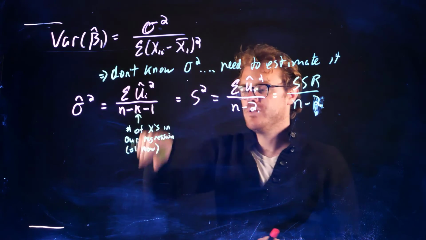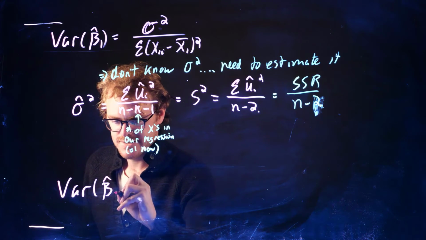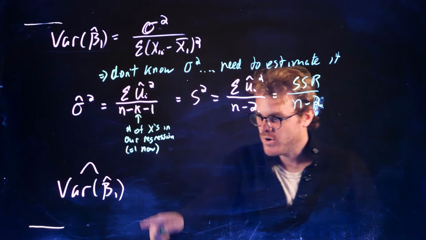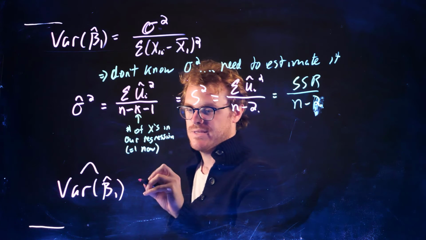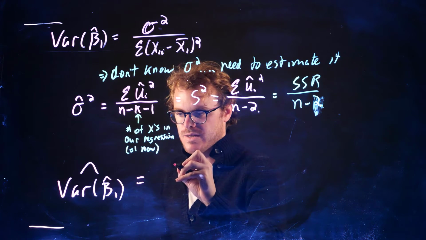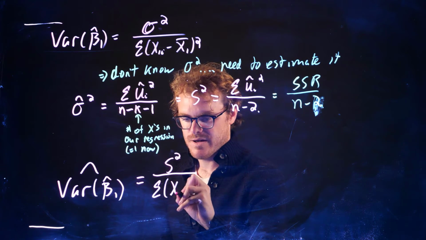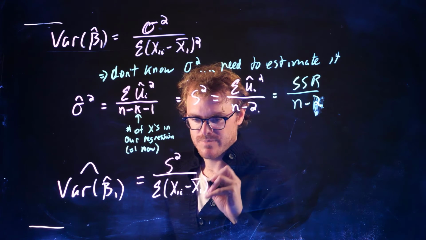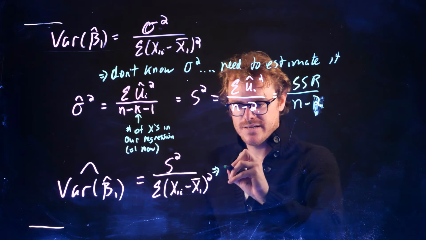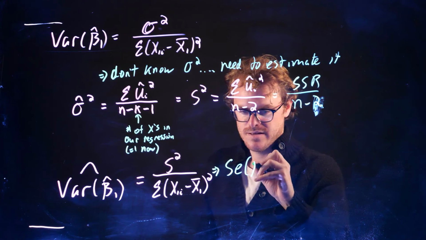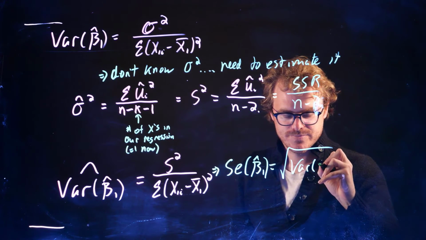If we plug this back in and want to actually calculate the variance of beta hat 1, we put a hat on the whole variance, because that shows we're calculating it using our sample. That's going to be s squared over the sum of x1i minus x1 bar squared. Oftentimes you want the standard error of beta hat 1, which is just the square root of this variance.